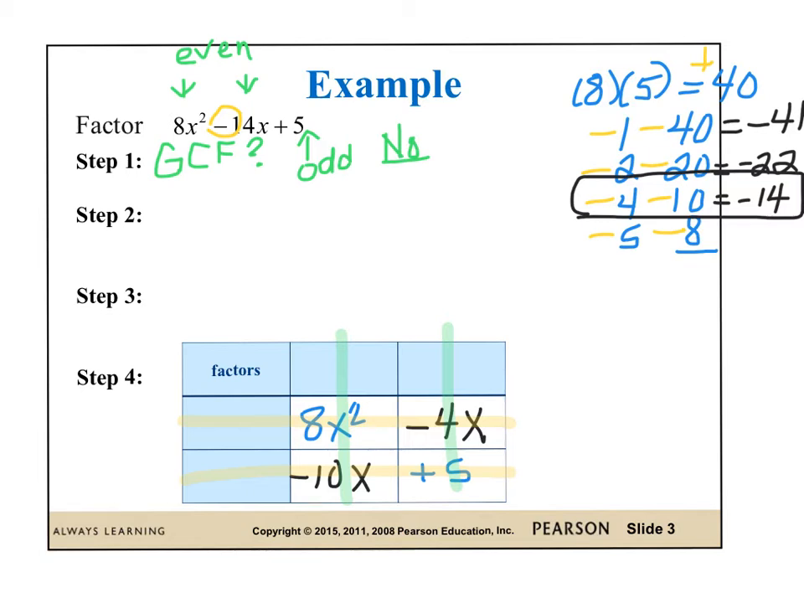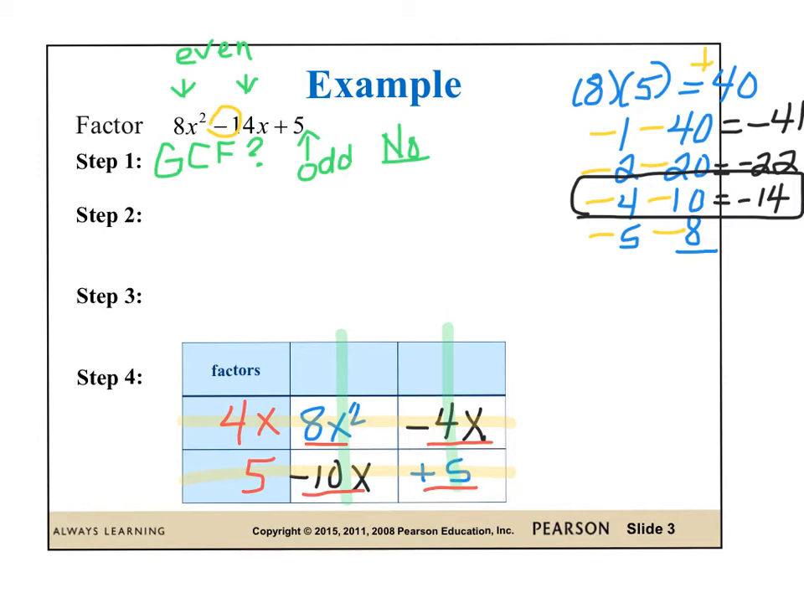And so looking at 8x squared and negative 4x, they both have an x. Negative 4 and 8 have the common factor of 4. Then looking at our next row, negative 10 and 5 have a common factor of 5. Because these two signs are different, we don't know what the sign needs to be, so we'll wait and put the signs in at the end. But it is important that you keep the signs with these numbers in the boxes.